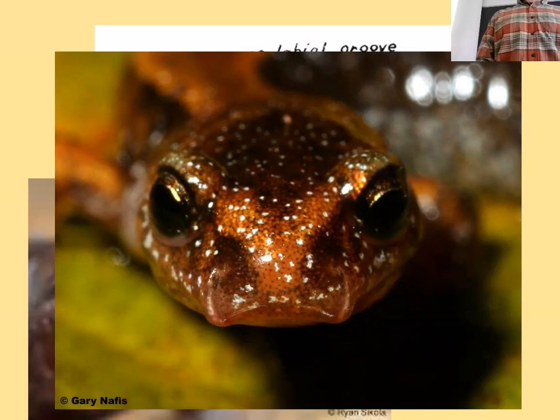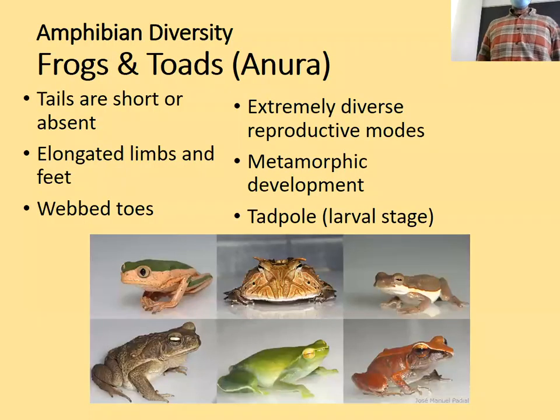Sound good? All right, let's talk about frogs and toads. These guys exhibit a huge diversity of colors and shapes. You see some examples here. They're wild. Generally, with very, very few exceptions, they do not have tails as adults, and the few exceptions that do have very short tails. They have very long legs and feet relative to their bodies generally. Very often they have webbing between their toes or enlarged toe pads.